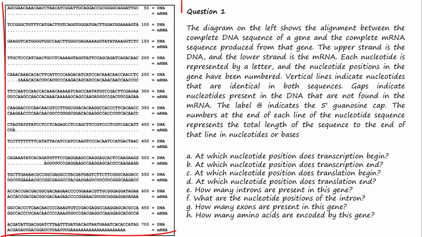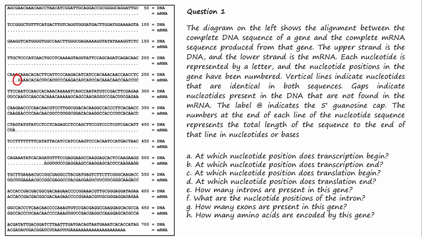Question 1. The diagram shows the alignment between the complete genomic DNA sequence of a gene and the corresponding processed mRNA sequence. The upper strand represents genomic DNA and the lower strand represents processed mRNA. Vertical lines indicate identical nucleotides. Gaps represent sequences present in DNA but absent from the processed mRNA.